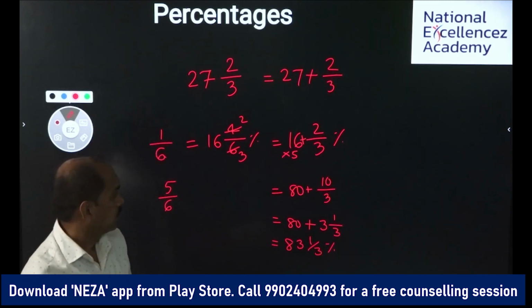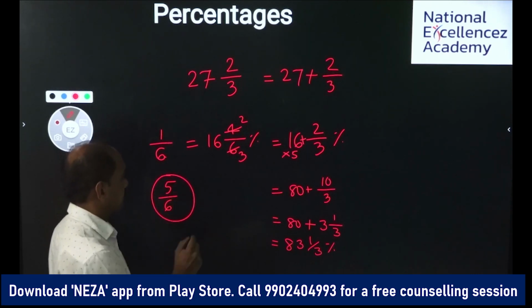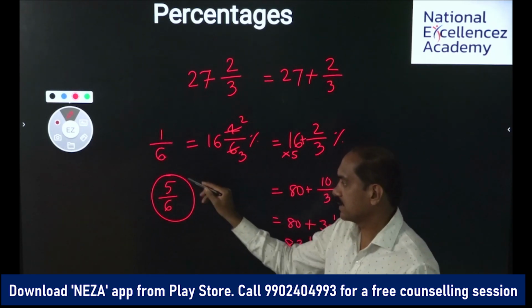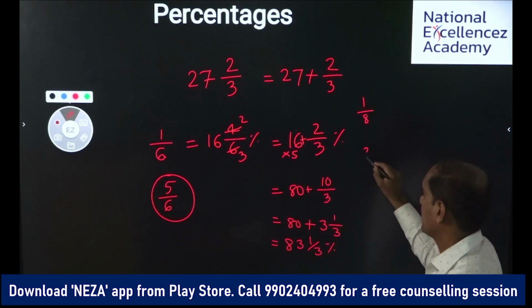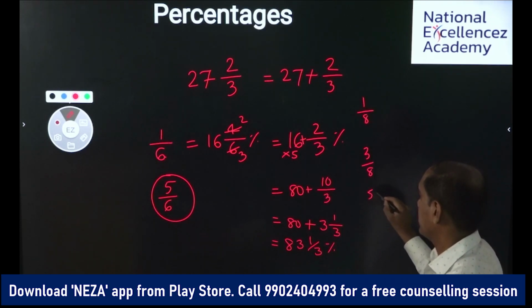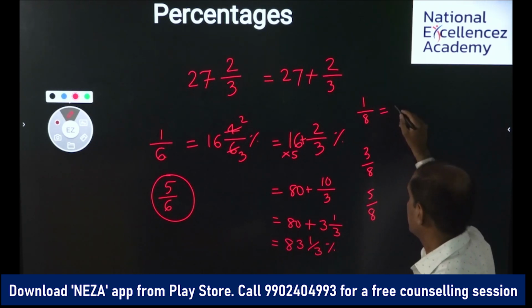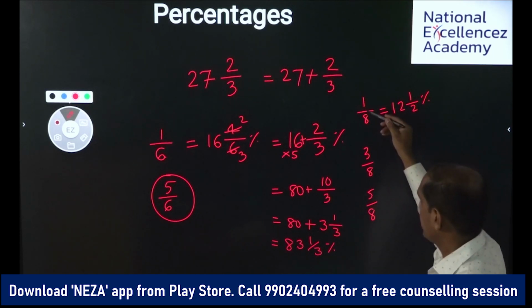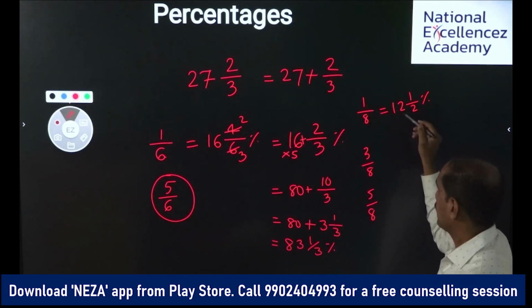Right? So you don't have to memorize everything, 5 by 6, 3 by 6, 4 by 6, everything. If you know 1 by 6, you can manage the rest. If you know 1 by 8, you can manage 3 by 8, 5 by 8 and all. 1 by 8, I already said, is 12.5%. So if you want 3 by 8, then 3 times.